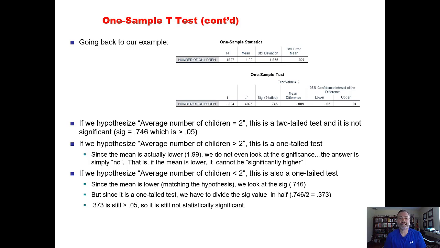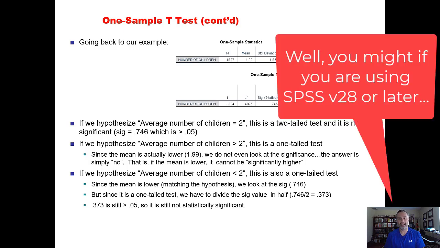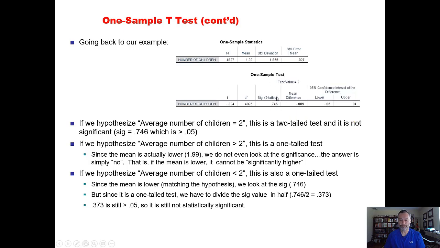If you hypothesize that the average number of children was less than 2, and we got the 1.99, so technically it is less than 2, even though, substantively it's basically 2. But 1.99 is less than 2. So then we could test, well, is that significantly less than 2? You will not find a one-tailed significance level in your output. You will only see the sig two-tailed here.